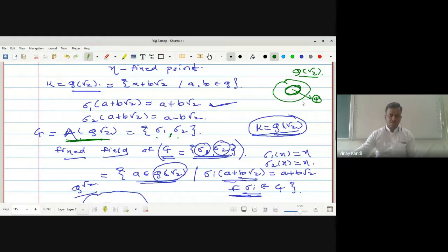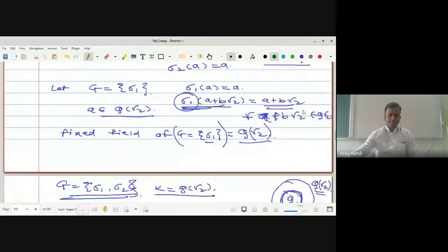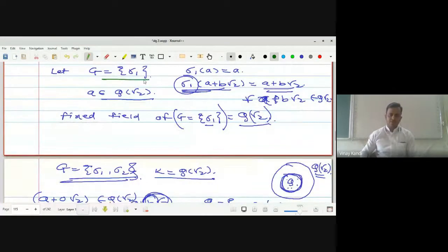If you take G equal to only sigma 1, what is sigma 1? The identity mapping. So sigma 1 of a plus b root 2 is equal to a plus b root 2. So every element of Q(root 2) is fixed by sigma 1. Hence the fixed field of G for this G is Q(root 2).